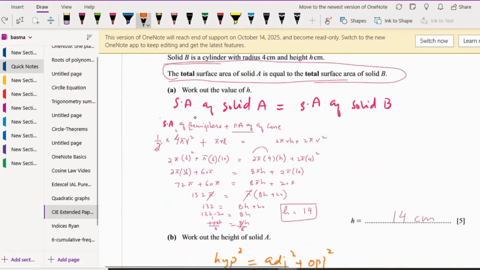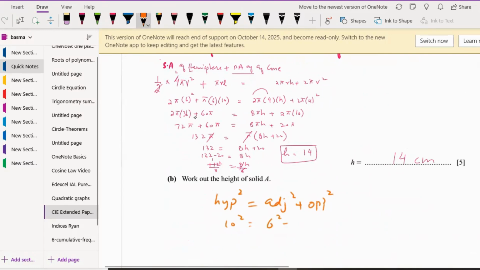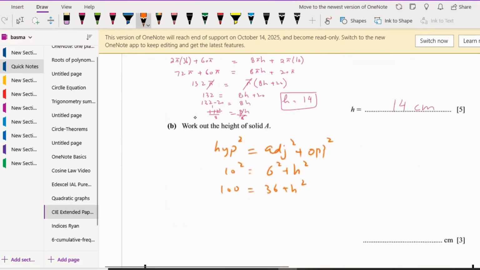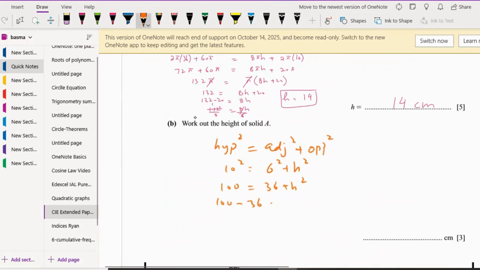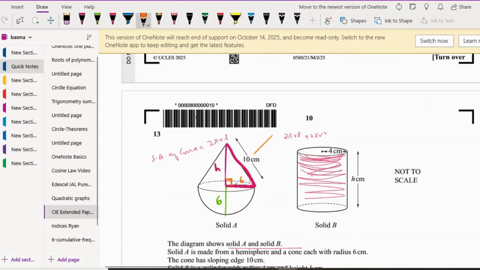So 10 squared is equal to 6 squared plus h squared, and 10 squared is 100, equal to 6 squared, 36, plus h squared. So 100 minus 36 is equal to h squared. 100 minus 36 will be 64. For h squared, you take the square root, which will be 8. It's plus or minus 8, but the height is always positive, so we will take positive 8 as the height.